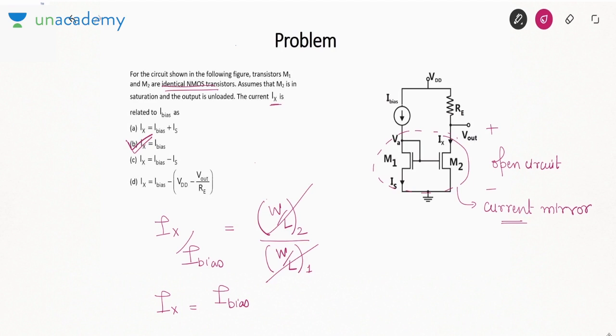If it was given, then what would I do? I would scale the current on the basis of the W by L ratio. I would not say that both currents are equal. Is it fine? So let us move on.